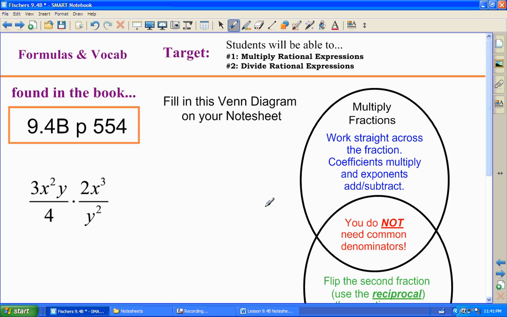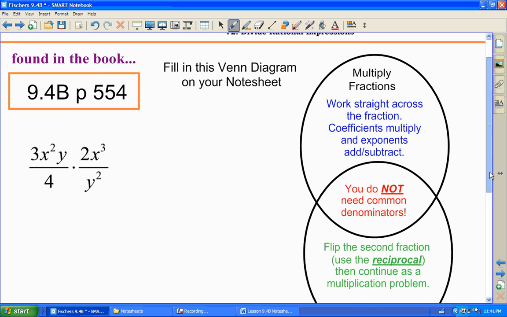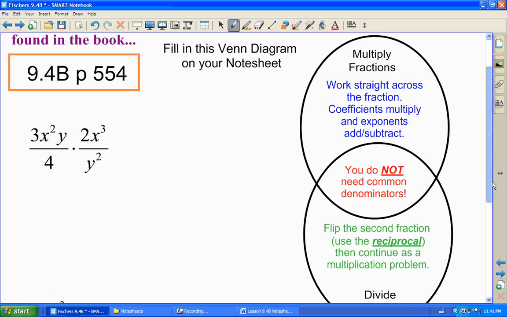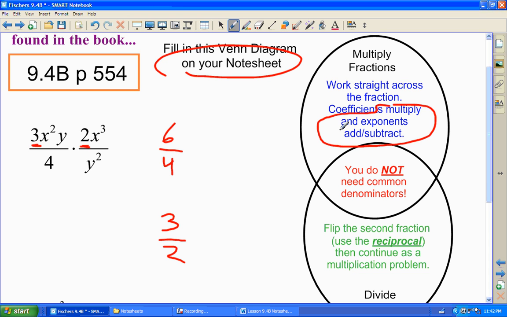What you guys should notice here, and you can fill in this Venn diagram on your sheets now that we've done a couple of examples, so fill this in on your sheets there. When you multiply fractions, work straight across the fraction. The coefficients multiply like we did. I could have gone 6/4 if we wanted to, which would have reduced to 3/2, which is what I had in my final answer, remember. And with the variables, I multiply the exponents, add and subtract.